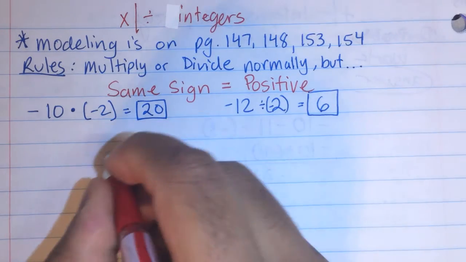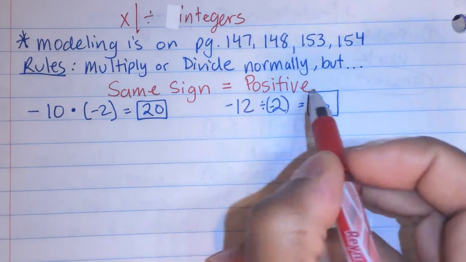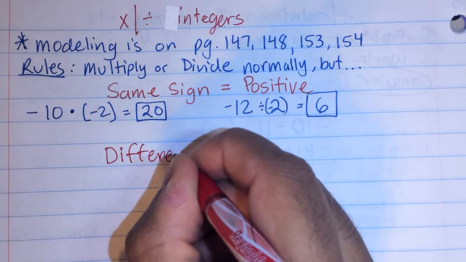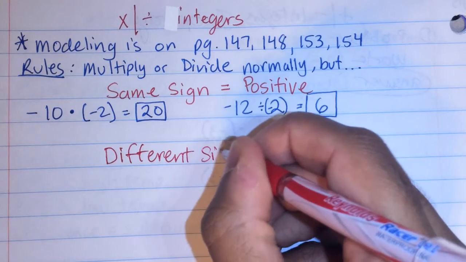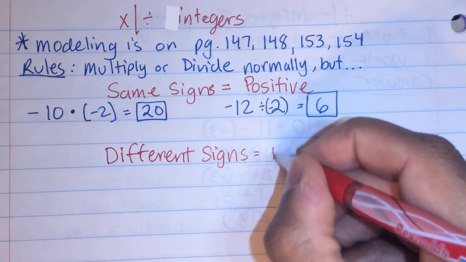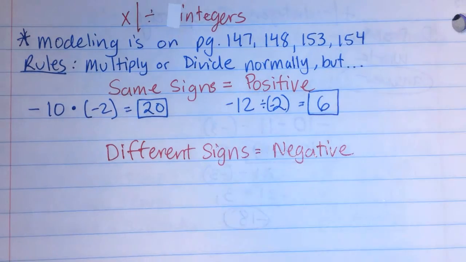Okay, so let's do the other rule. You multiply and divide like normal, but if they're the same sign, your answer is positive. If they're different signs, your answer is going to be negative. Now think back to yesterday's lesson. Yesterday we talked about why it's a positive or why it's a negative. We did it with our modeling with counters. We did it on a number line. So we showed it a lot of different ways.